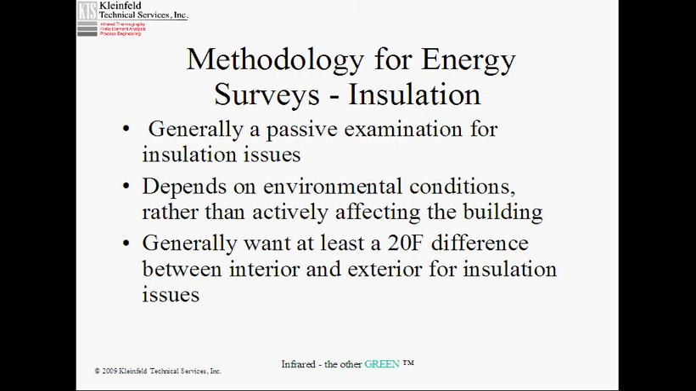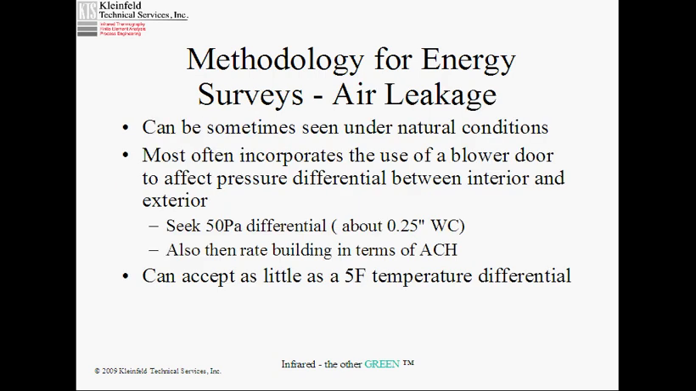All right, how do we do these? Those are samples. How do we go about doing them? Generally, when you're looking for insulation issues, it's a passive exam. You look at the building as the building is. You don't have to do anything to the building. You do need to make sure that you have an adequate temperature difference between the inside and outside, and that's typically a 20 Fahrenheit difference or more. If you've got more, you see it more clearly.